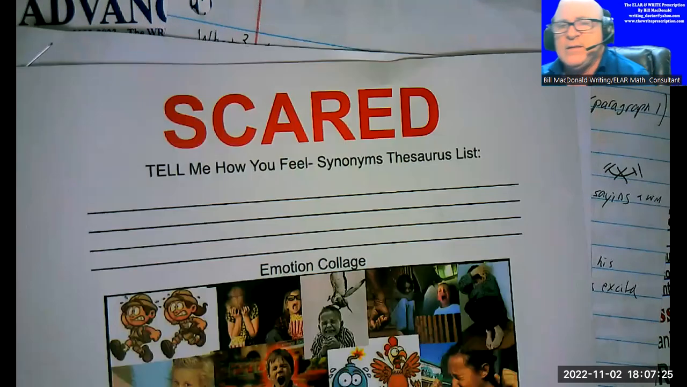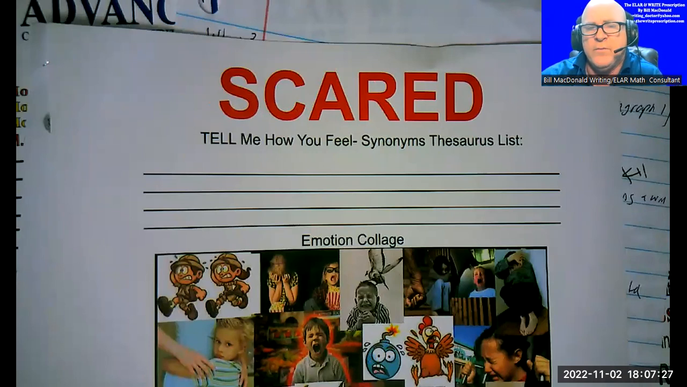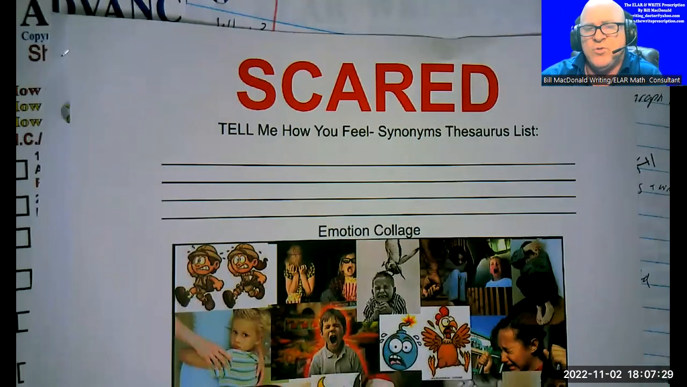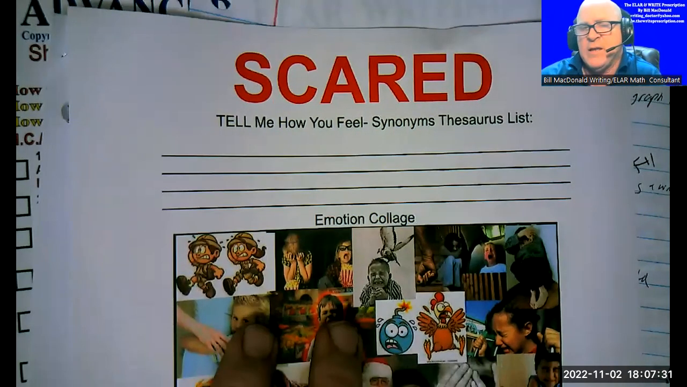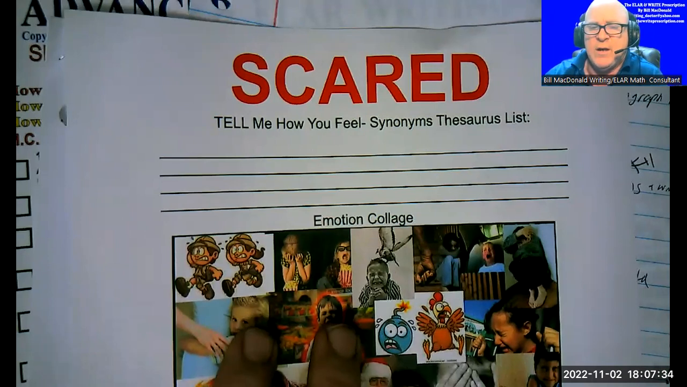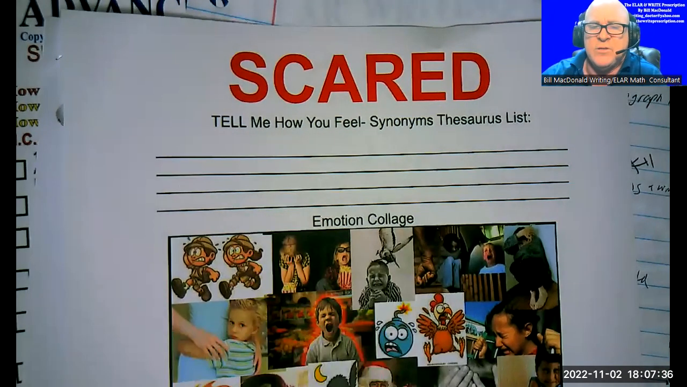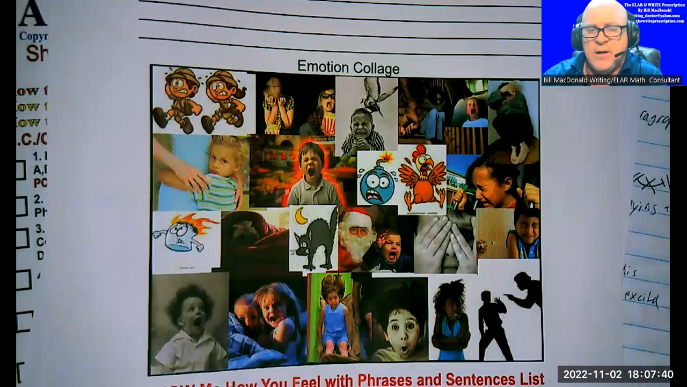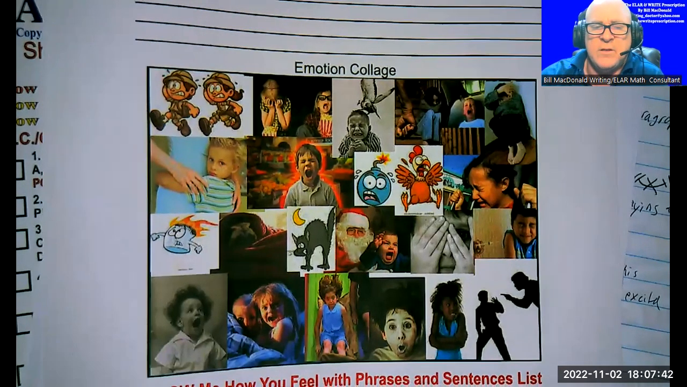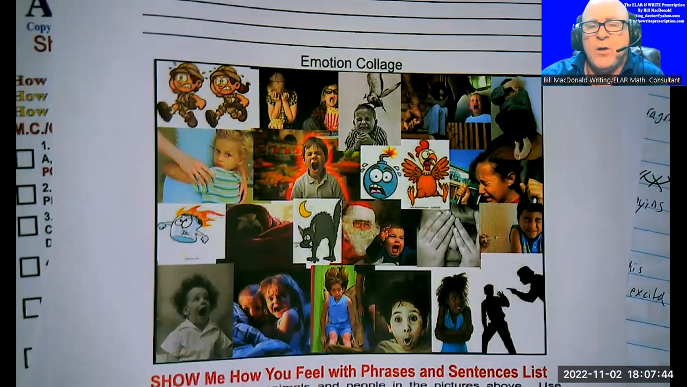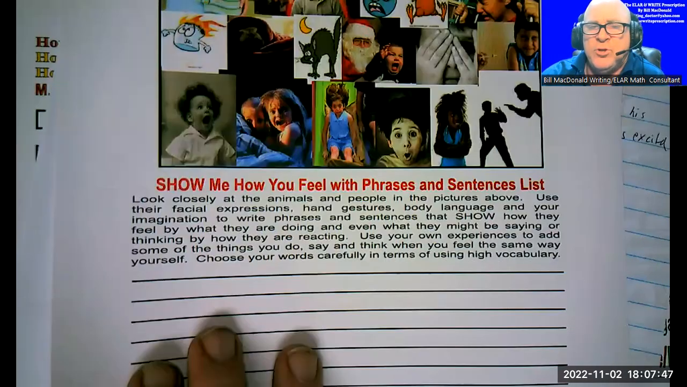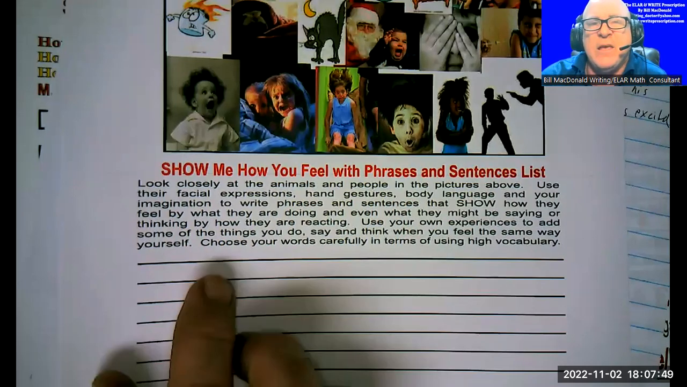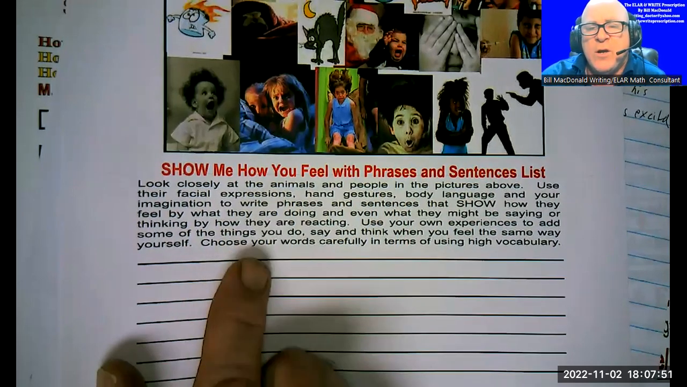There's a "tell me how you feel" section for each emotion, 12 different emotions. Your kids can write some synonyms, and the one we're talking about today is scared. Then there's a collage of things that different people and animals do when they're scared. And then there's a third section that says, "show me." What exactly are people doing? What are they saying? What are they thinking? How is their body language?